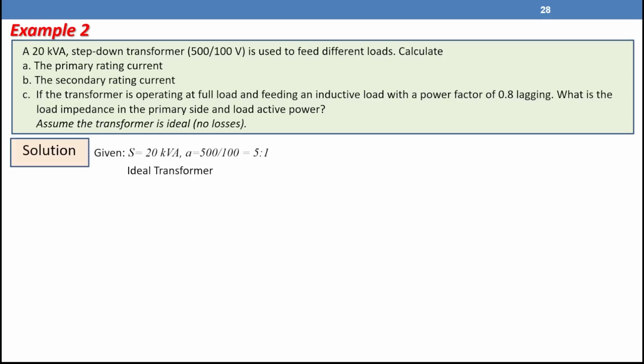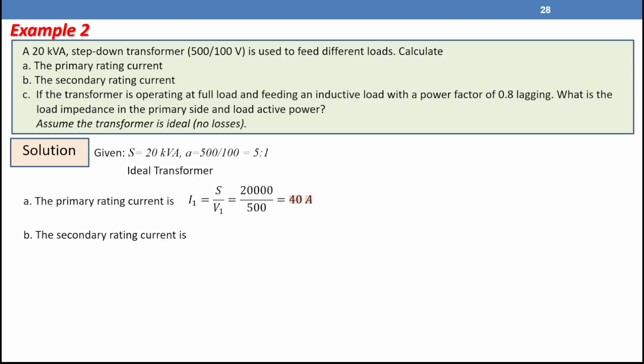Given the rated power is 20 kilovolt ampere, and the turns ratio a is the primary voltage to the secondary voltage, 500 over 100, which gives you 5 to 1. And that one is an ideal transformer. So the primary rated current is calculated using the equation I1 at full load equals S over V1. 20,000 over 500 gives us 40 ampere. Regarding the secondary current, it is the same equation. So I2 equals S over V2. 20,000 over 100 gives us 200 ampere.